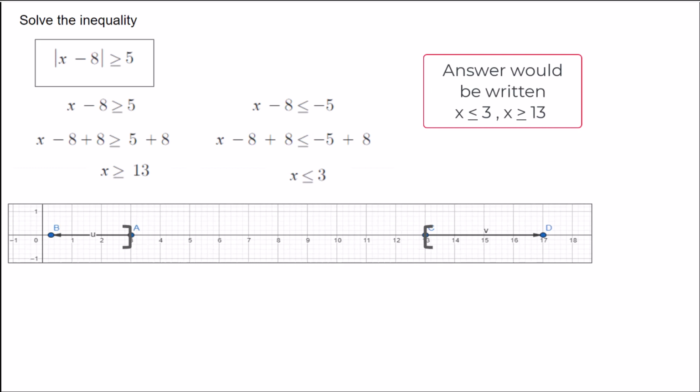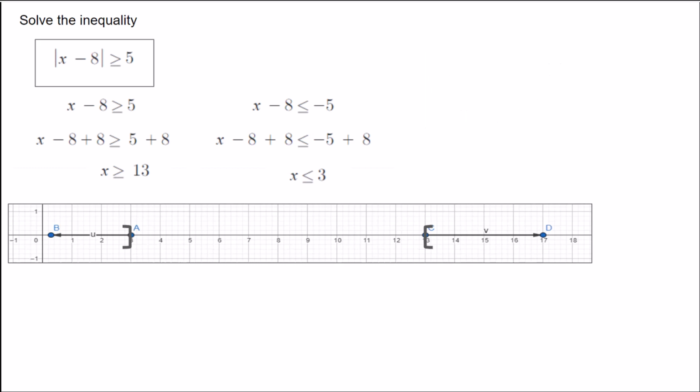So let's take a look at the left-hand side first. Our goal is to isolate x on one side of the inequality by itself. So to do that, we can add 8 to both sides of the equation. On the left-hand side, what we get is negative 8 plus 8 becomes 0, so we're left with just x. On the right-hand side of the equation, we have 5 plus 8, which evaluates to 13. So what we end up with is x is greater than or equal to 13.